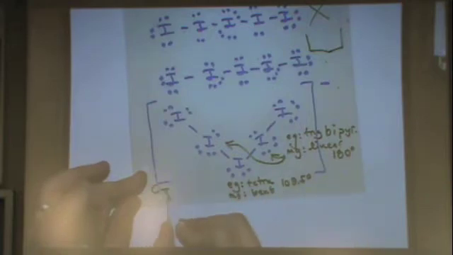There's no double bonds. How many sigmas? 4. There's 4 single bonds. So 4 sigmas.